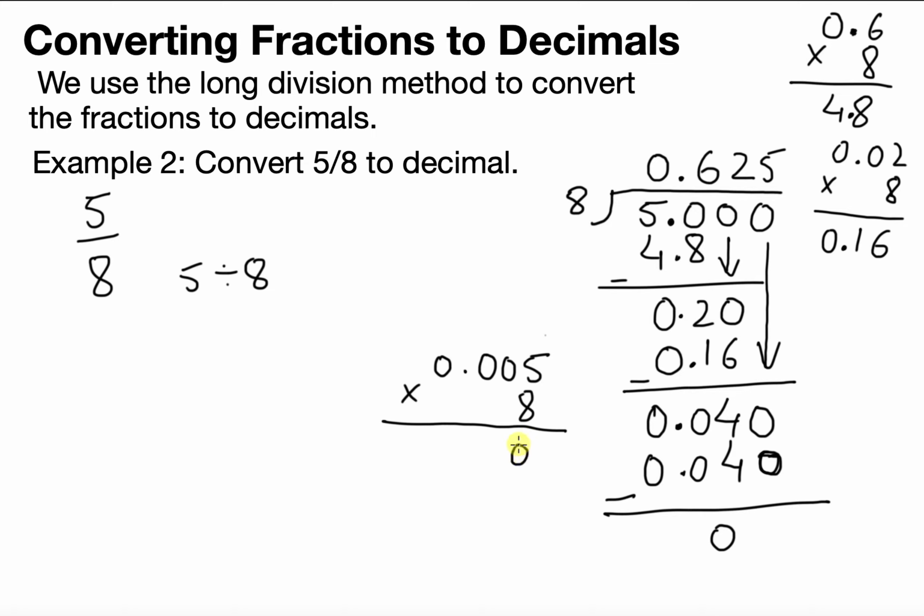So 1, 2, 3. 3 digits are after the decimal point. Here it should be 3 digits. So this is what it is. Okay. So we have our solution. 5 divided by 8 is equal to 0.625. This is our solution.